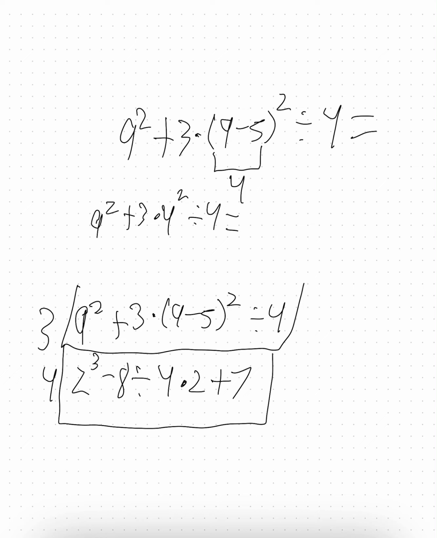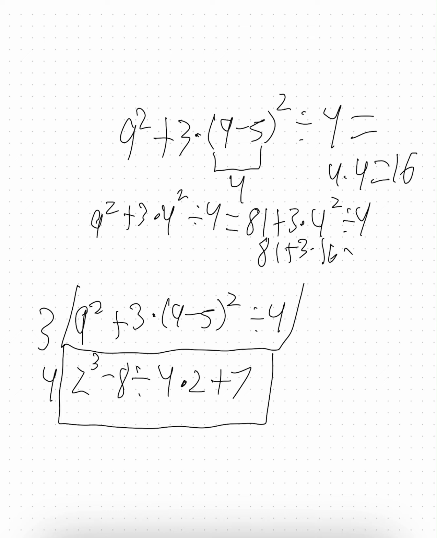Now, what do we have to do? Well, we still have some exponents here. So let's do 9 squared is 81, right? 9 times 9 plus 3 times 4 to the second divided by 4. Now, what is 4 times 4? This 4 to the second power. What does that equal to? It's equal to 16. So now we have 81 plus 3 times 16 divided by 4.